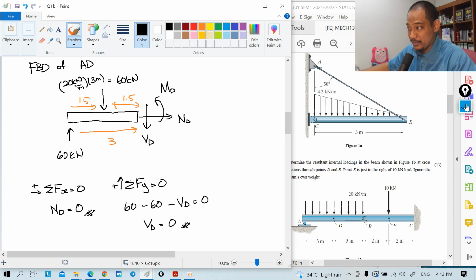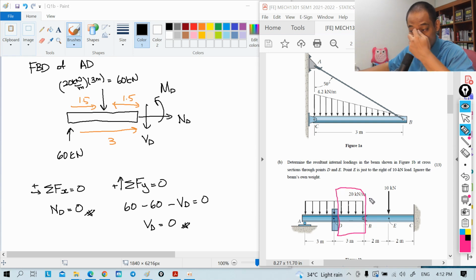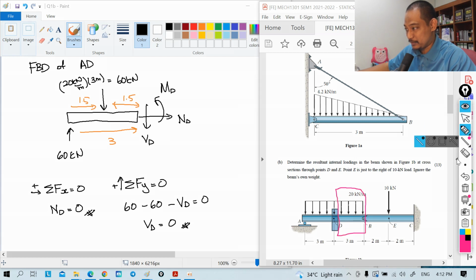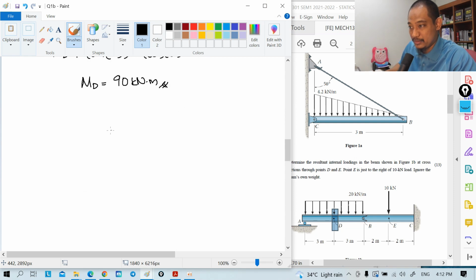What about this one? If you try to use the other part, it should give you the same answer. You can try, but because I'm chasing time here, we have another 8 minutes to solve this for that 45 minutes, so let's go straight away. I'll be using this side, which is easier. For that one, I'll draw the free body diagram of part EC.